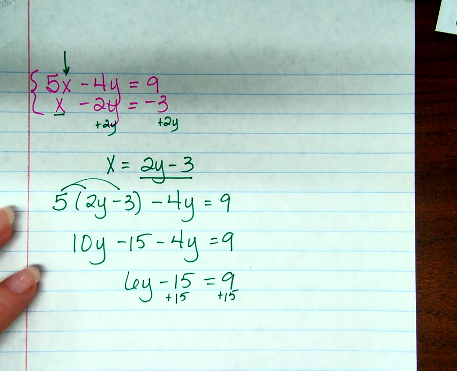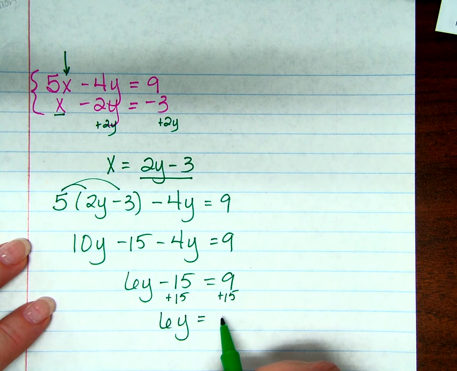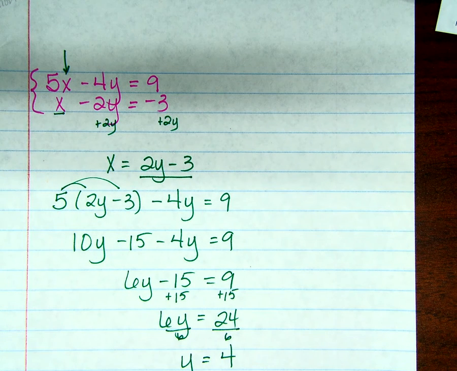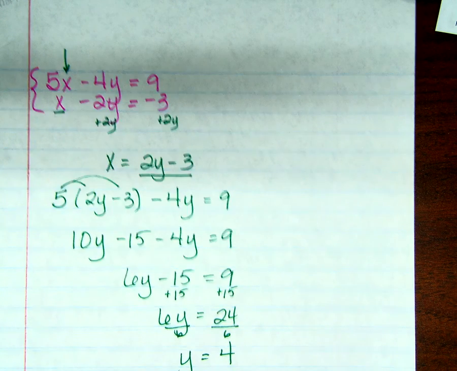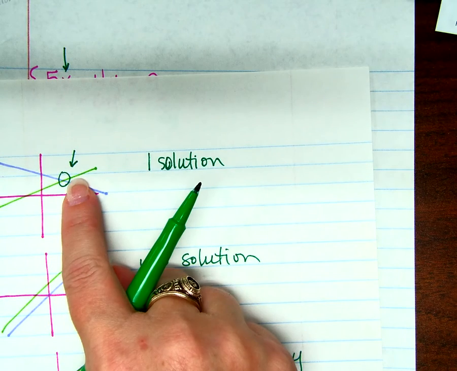Add 15 to both sides. 6y equals. You can do it. You can. Okay, 24. Divide both sides by 6. y equals 4. So that's my answer, right? You want to check it? How do you want to check it? Wait, is that my answer? Where's my answer? The point where they cross, right?